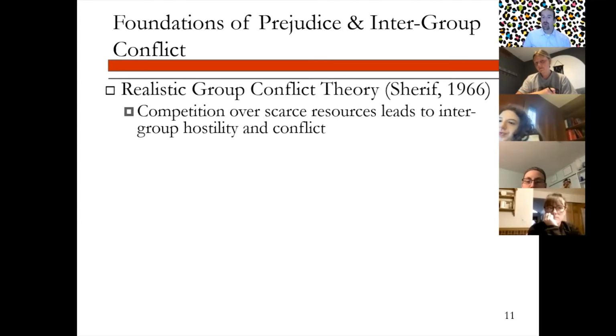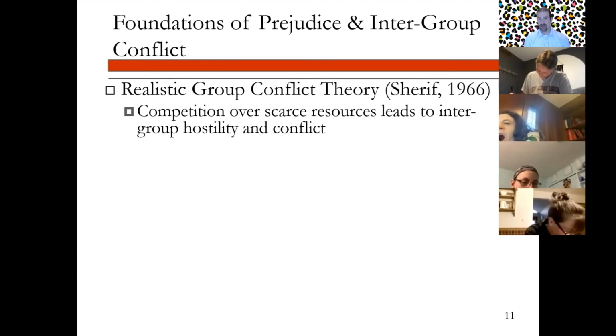When we think about things, we can think about Fiske's model, with warmth and competency, but we can also see to some degree that part of what happens with our prejudice, discrimination, and stereotyping is based on Sherif's idea of realistic group conflict theory. I'm going to walk you through this theory and through Sherif's Robbers Cave study, which is a classic study demonstrating this idea of realistic conflict.